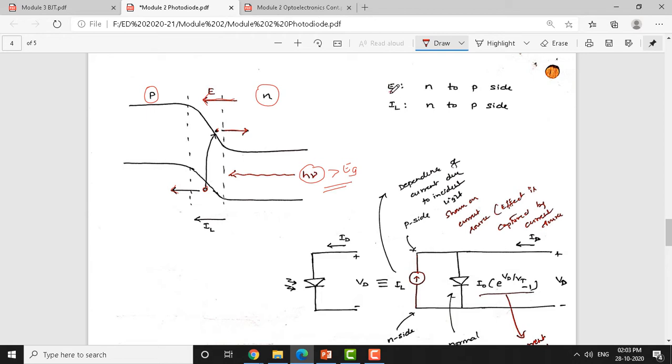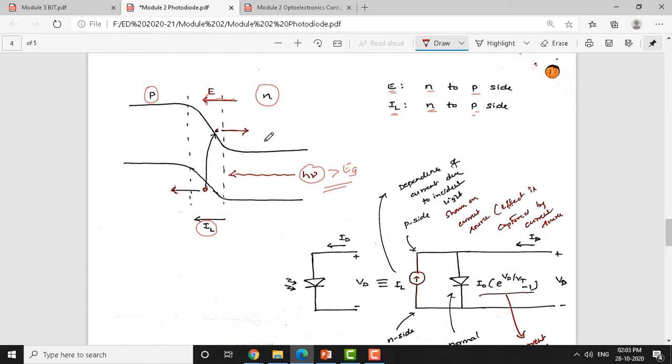This is what is mentioned here. There is a strong electric field acting from the N to P side, and the current due to the photons flows from the N side to the P side here. So, this is the direction of current. IL, the current due to light or illumination, is taken as IL, and it flows from the N side to the P side. So, this is the energy band diagram here.